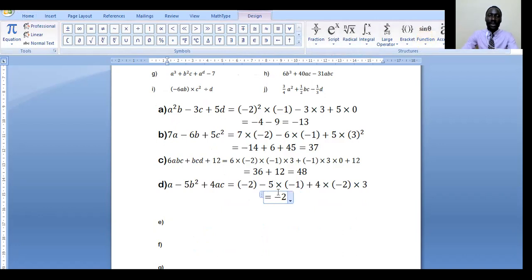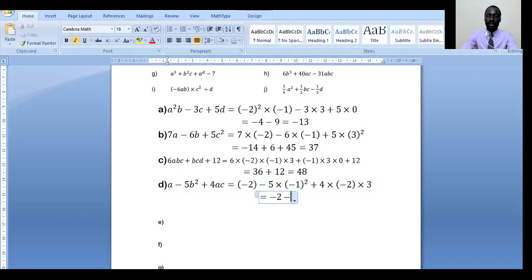Negative 2 minus 5 times negative 1 is going to be minus 5 times... Oh, okay. Notice that b is squared, so we would like to square this. Now, when we square this, this is going to be negative 1 times negative 1, which simplifies to positive 1. So we are still having here minus 5, because positive 1 times minus 5 is minus 5. No problem with that. Now, the next thing is to multiply 4 times negative 2, which gives negative 8, times 3 is what? Negative 24.